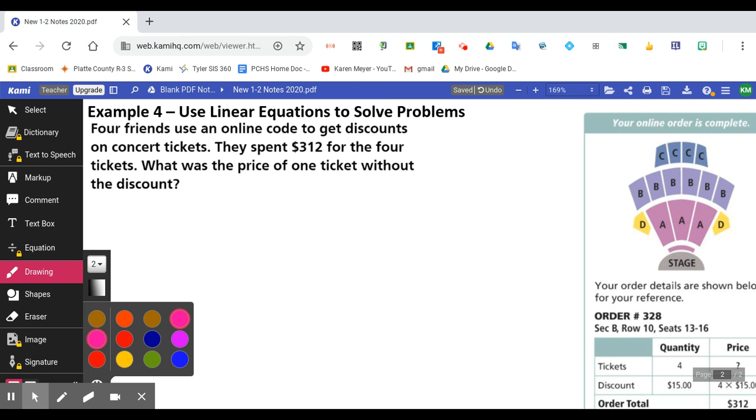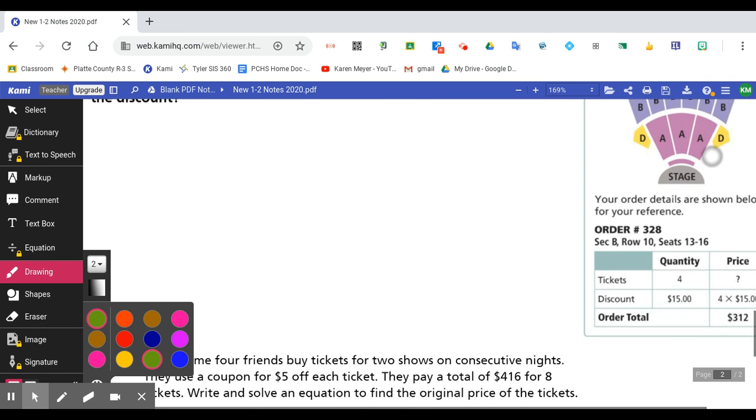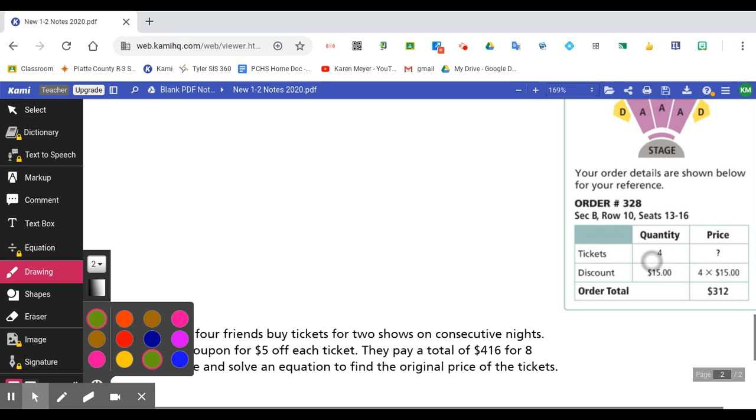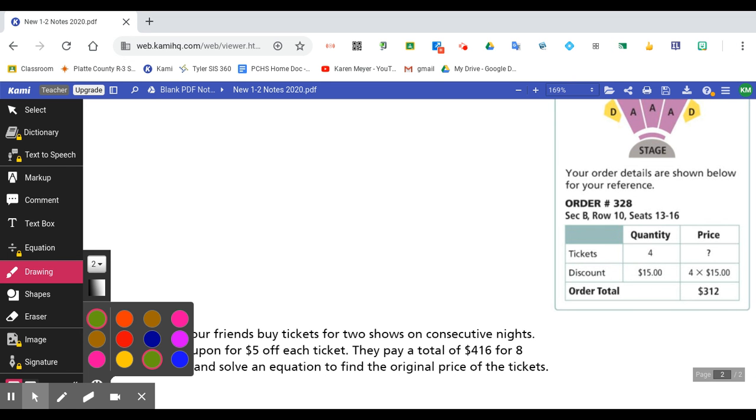For this one, it says 4 friends use an online code to get discounts on concert tickets. They spend $312 for 4 tickets. What was the price of 1 ticket without the discount? So for this one, I got to look over here on the side at some information we have. Okay, so we're going to get 4 tickets. And the discount, if you look down here, it tells me the discount is $15 per ticket. So over here, I'm going to have 4.